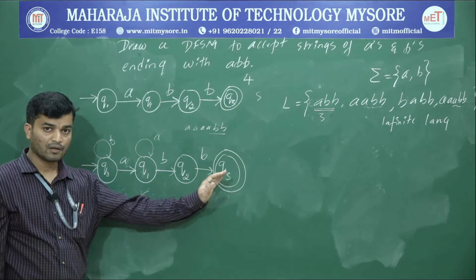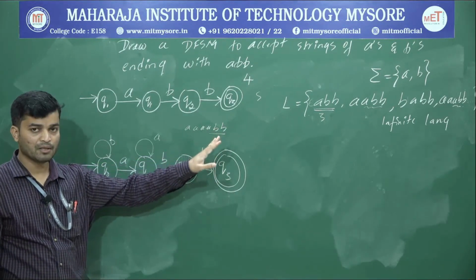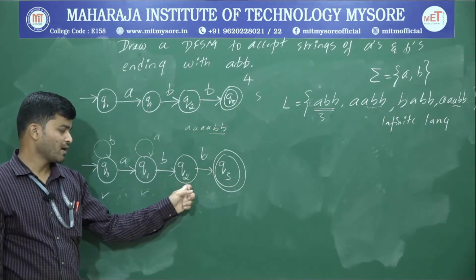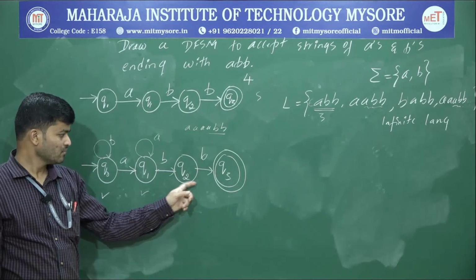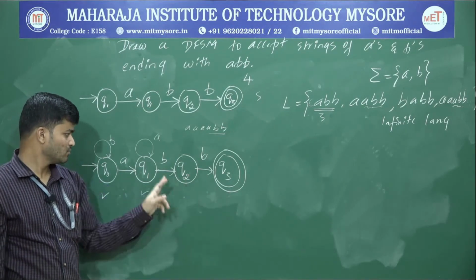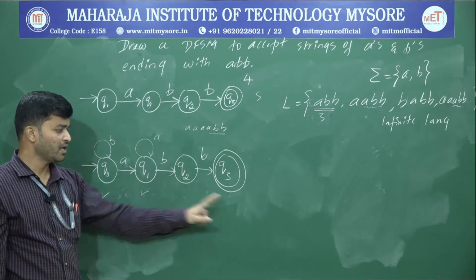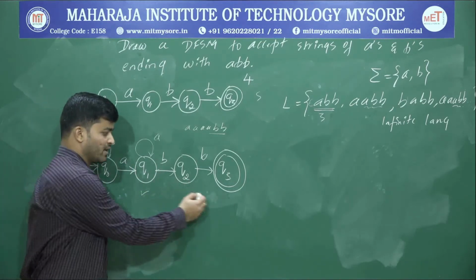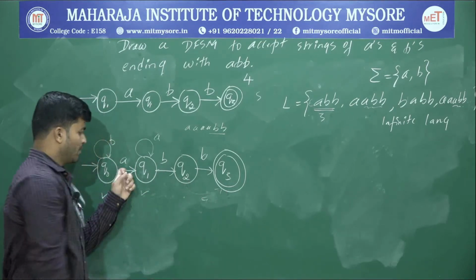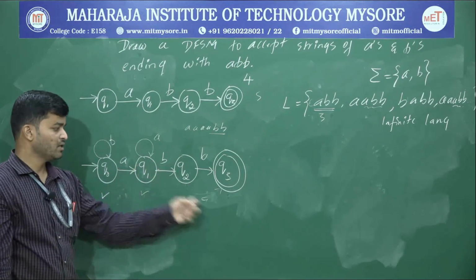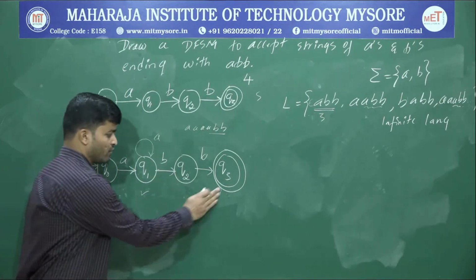Just remember, now I have to connect with the nearest state. Just remember our requirement: ABB. If I connect somewhere, I'll get ABB. If I connect here, upon A, I'll get A, B, A. So that's not a valid option. If I connect here, the string will end with A, B, A. So this is also not a valid option.